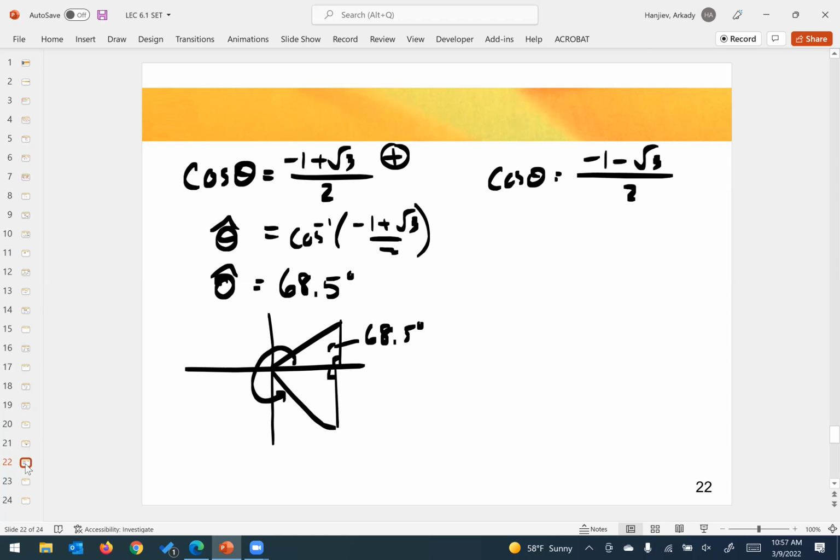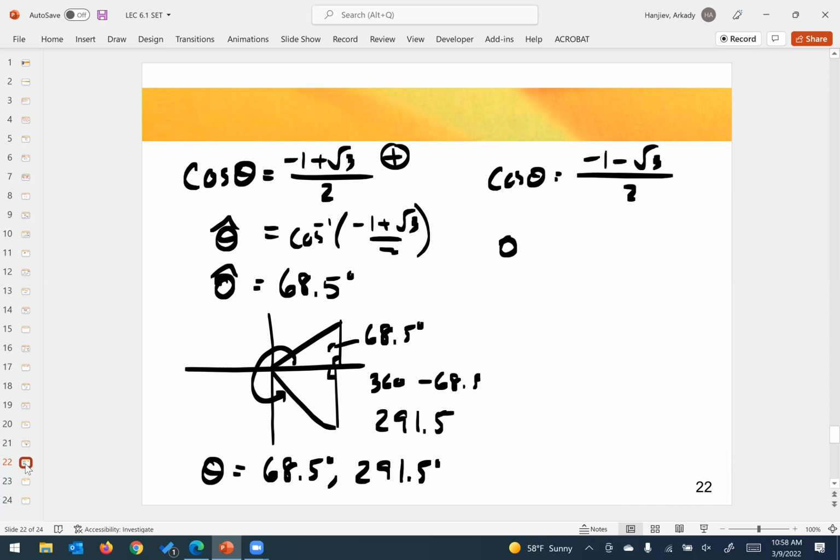What's this one going to be? That's just gonna be 270 plus 21.5, which is 291.5. Cool. Okay, so theta answers are 68.5 and 291.5. Good. Careful with this one right here. We're going to plug this into our calculator: (-1 minus √3)/2. Not gonna work.